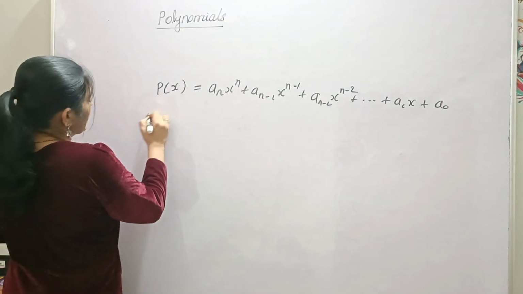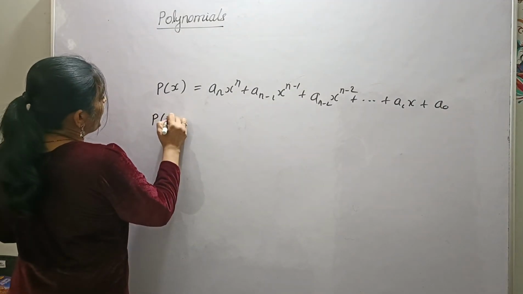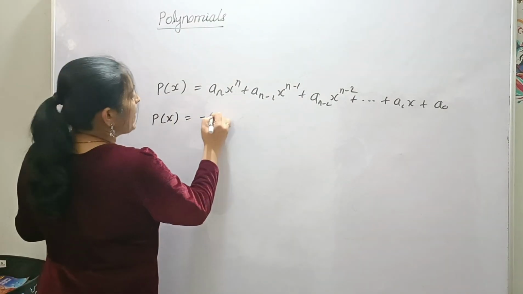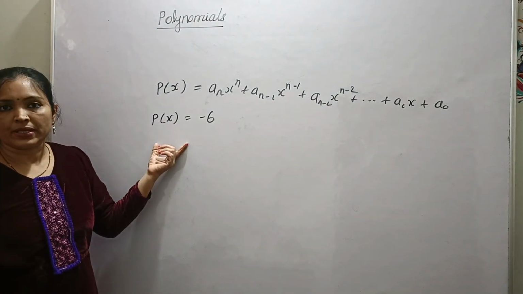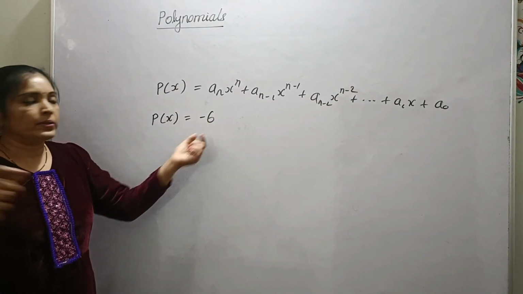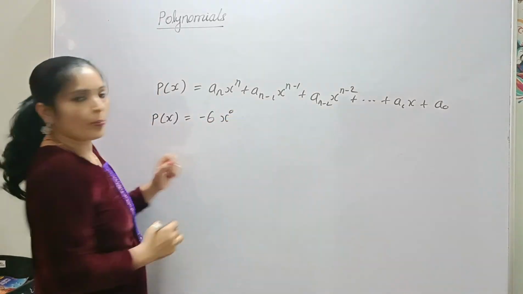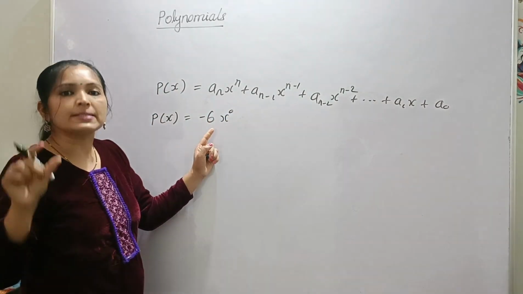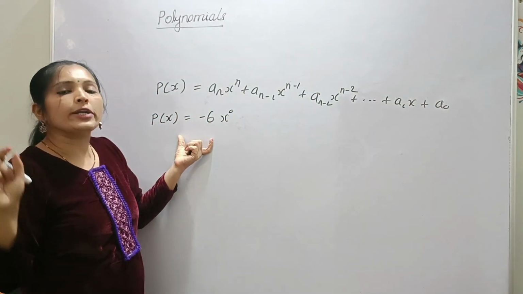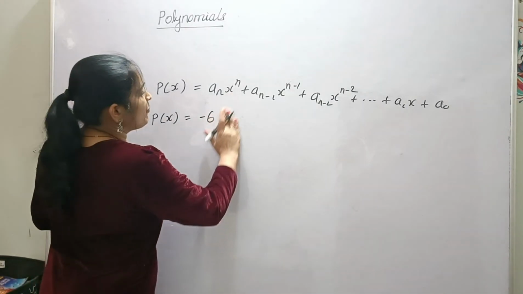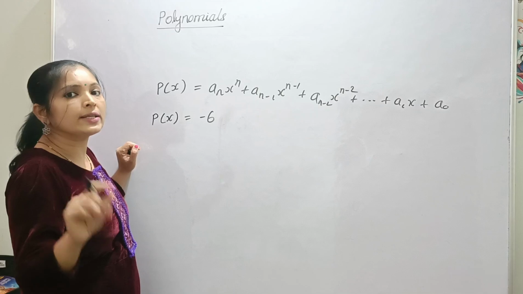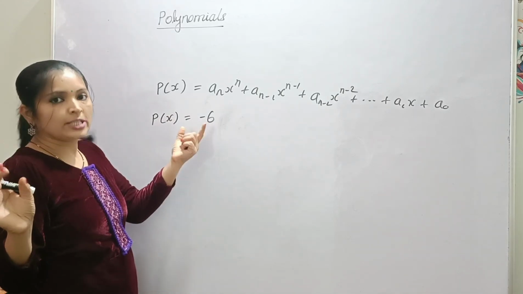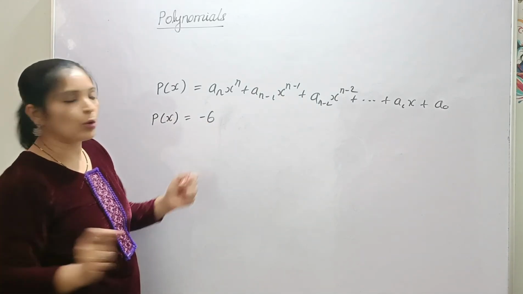See, for example, if p of x is equal to minus 6, this polynomial has no variables, right? That is x raised to 0. Its degree is 0. Such a polynomial is called a constant polynomial. If p of x is equal to minus 6, that is, if a polynomial has only a constant and no variables, such a polynomial is called a constant polynomial.